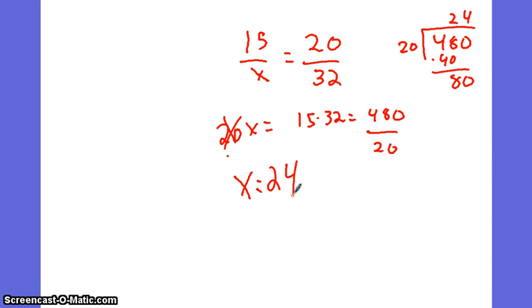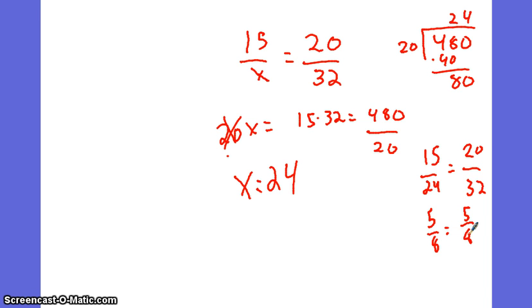So pretty neat stuff that you can do with cross products. We can check our work, by the way. 15 over 24 equals 20 over 32 by reducing, and they both come down to 5/8. That also tells me that I did the problem right.